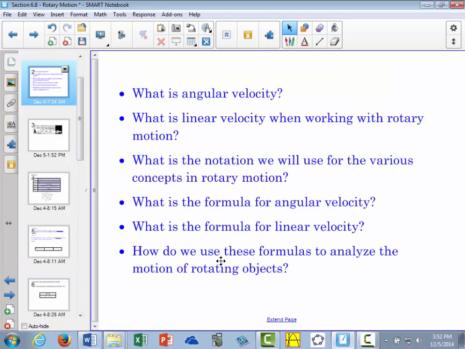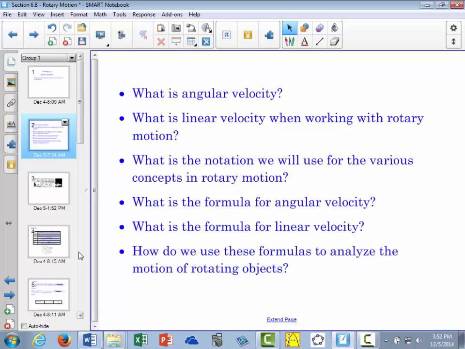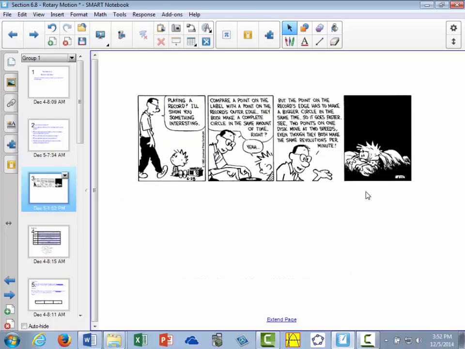And how do we use these formulas to analyze the motion of rotating objects? Well, we just went through two examples that show you how to work with them. Hopefully, you won't end up like Calvin.